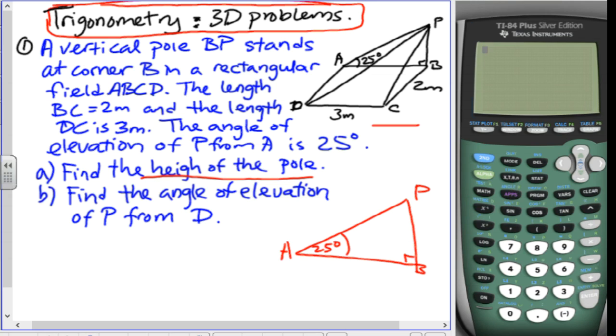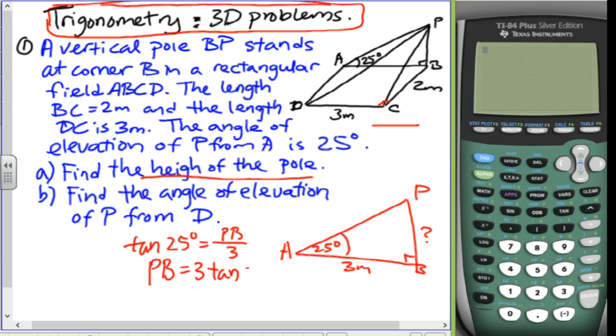And AB is going to be, well, obviously, because ABCD is a rectangle, AB is the same as DC, so it's 3 meters. And we need to find what PB is. Tangent of 25 degrees is going to be equal to PB over 3. Therefore, PB in this case is just going to be 3 tangent 25.